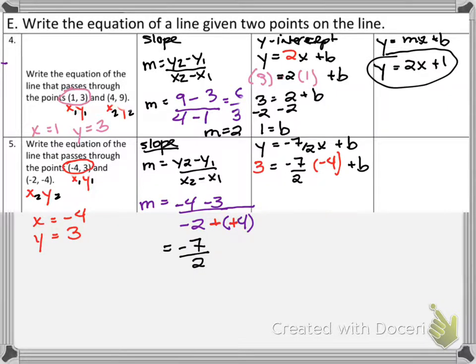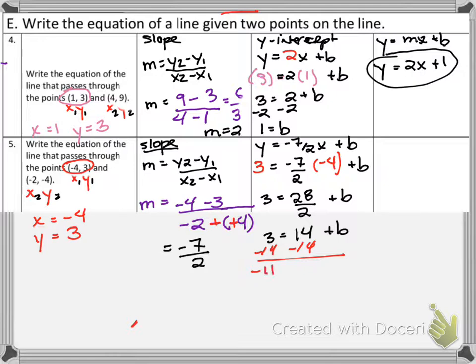All right, so what can we do here? Well, remember we can reduce this. Let's do it this way. Negative 7 times negative 4 is positive 28. So we have 28 over 2. 28 over 2 is 14. So we subtract 4. Oops, I hate when it does that. Whatever. All right. So then we have negative 11 is equal to b.